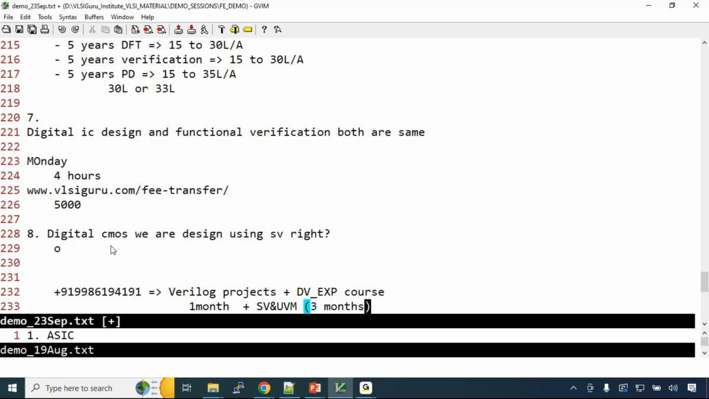Sorry, one more question. Digital CMOS, we are using SV, right? See, digital CMOS is different, SV is different. Digital CMOS is the implementation of digital design using CMOS transistors, right? That's what the name indicates. CMOS is complementary MOS. Using that, we are implementing the digital design. It has nothing to do with SV. They are two different aspects.